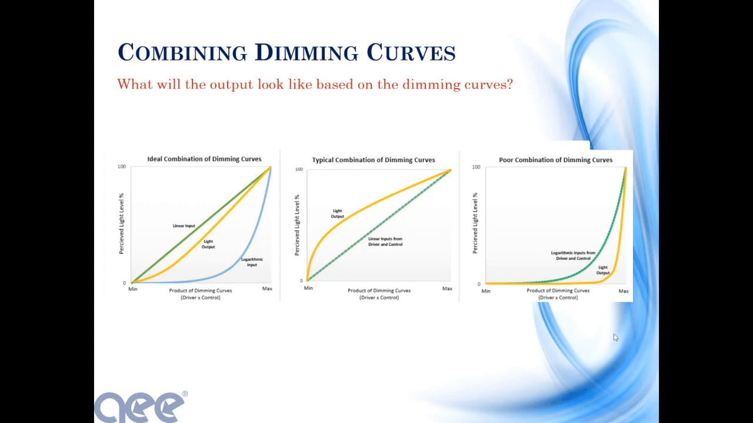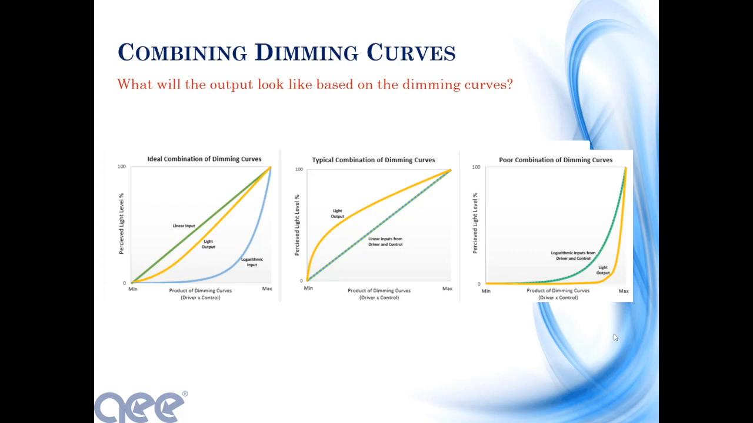So the light that you see adjusts the way you expect it to. Look at the yellow line in every graph. The first one combines linear with logarithmic, and you'll see that the perception of light ramps up like you would expect, pretty close to what we expect linearly.